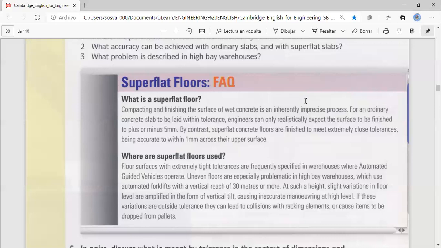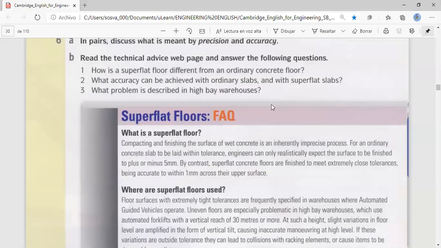Down and go up and stuff like that. So those forklifts actually also function inside a super flat floor, talking about warehouses. So now that we read these ones about what is a super flat floor and where we can find or where they are used, we might answer the three questions. The first question asks us, how is a super flat floor different from an ordinary concrete floor?